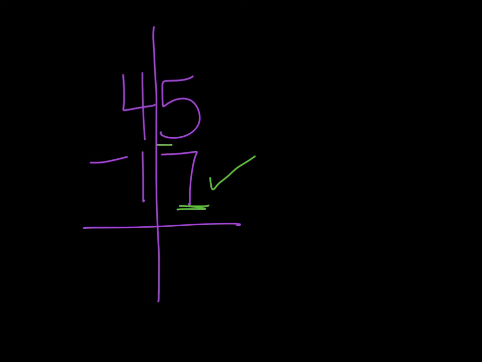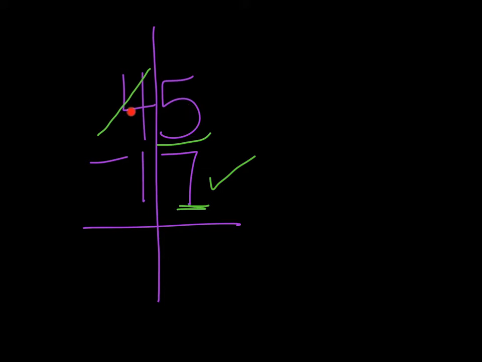Right now, I only have 5 ones, and I have to have at least 7. So we're going to have to regroup. When we do that, we're going to go next door to the tens column. Right now I have 4 tens. I'm going to take a tens bar from the tens column, break it up into ones, and give it to the ones column.